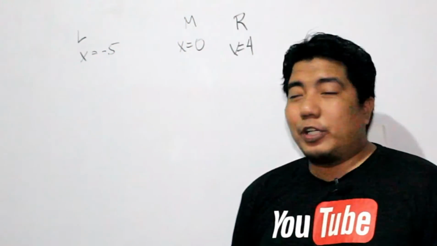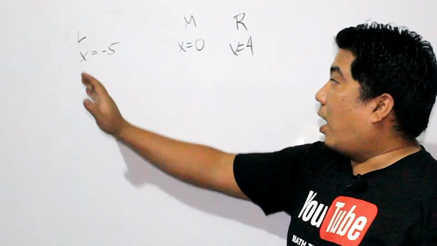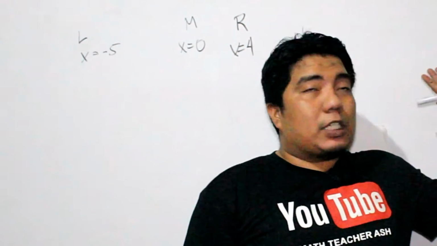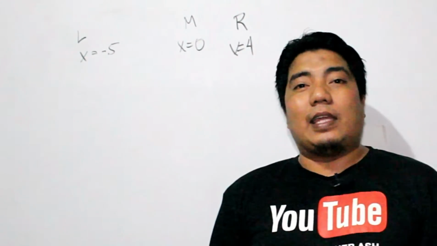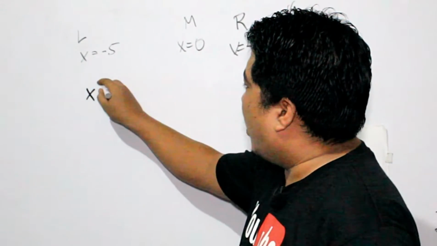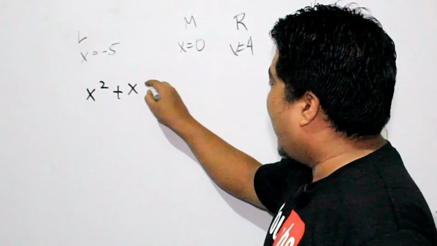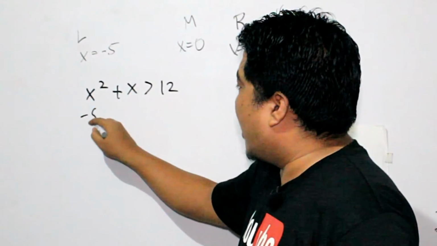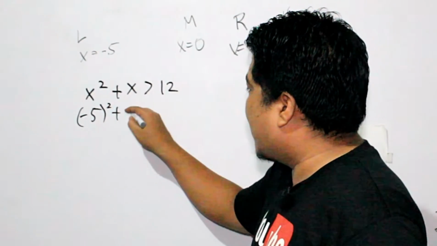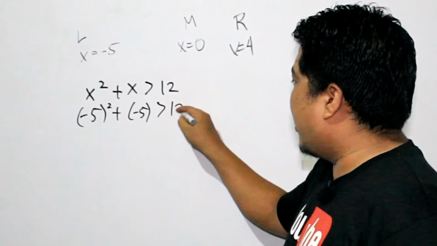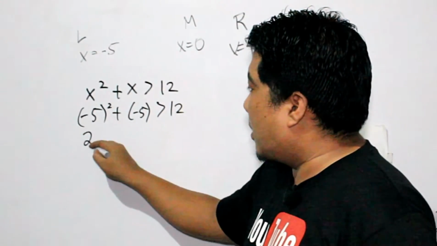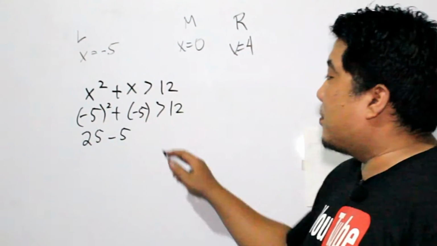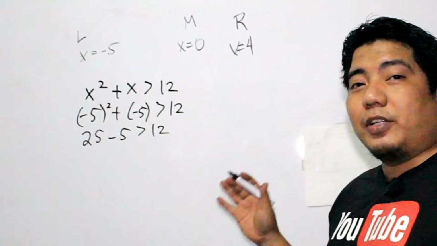Okay, math learners, let us now test our left point, middle point, and our right point if these points can satisfy our given quadratic inequality. So, our quadratic inequality is x squared plus x is greater than 12. Now, let's try our negative 5. So, that is negative 5 squared plus negative 5 is greater than 12. Negative 5 squared is positive 25. Positive times negative, that will become minus 5. And then, we have greater than 12.